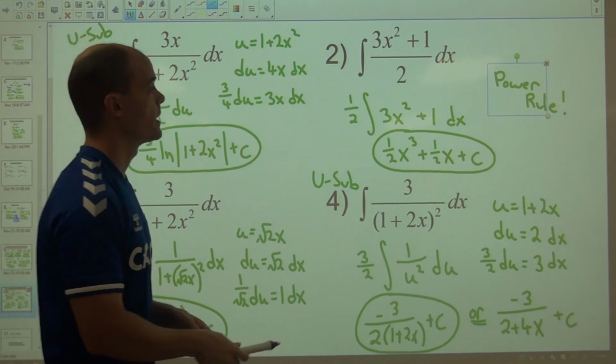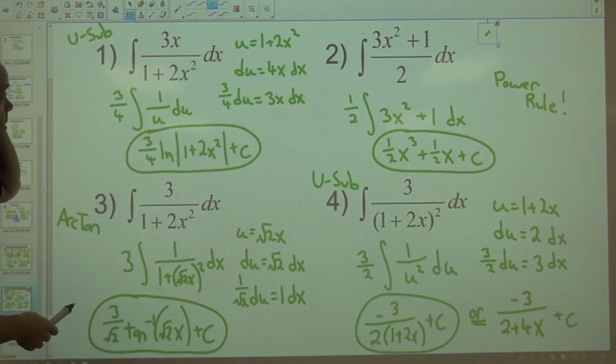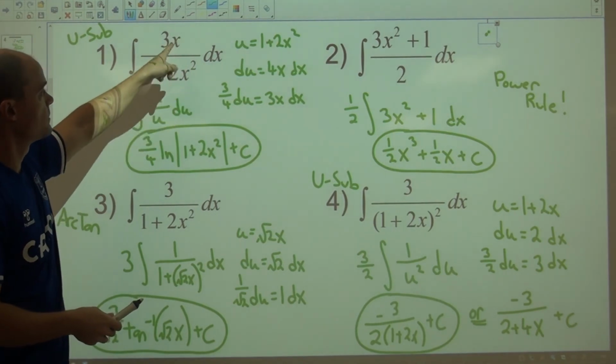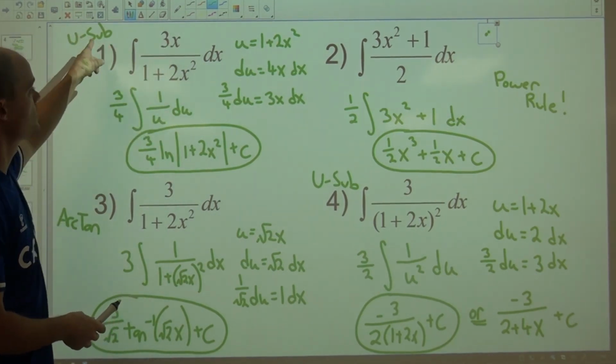All right, so I put up my answers to all 4, and I wrote myself a note. So what should you notice? X squared, x to the first. 1 degree away, the derivative of this is right there, this is a u sub.